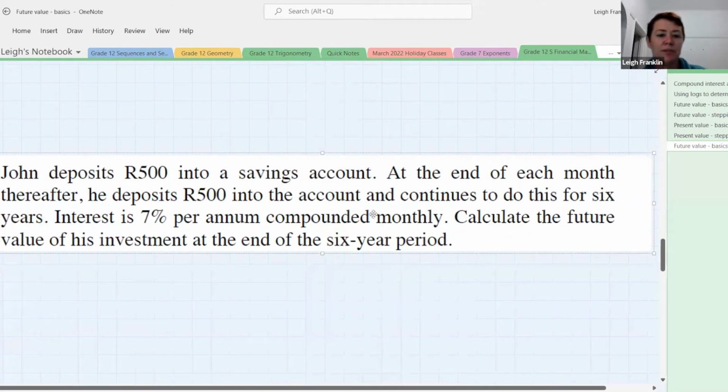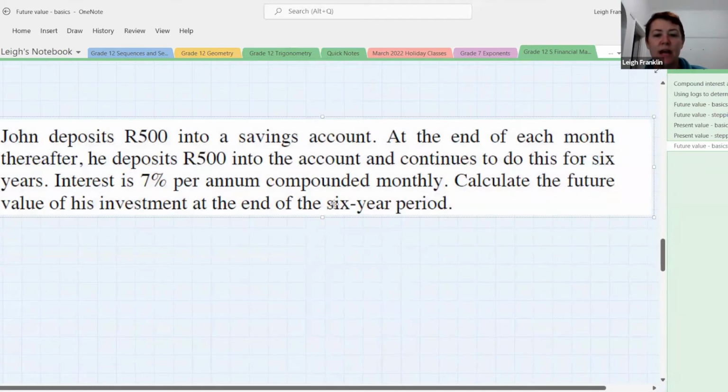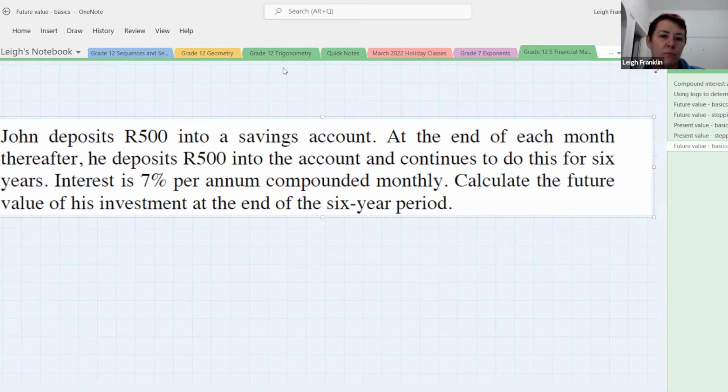Okay, so John deposits 500 Rand into his savings account. At the end of each month thereafter, he deposits 500 Rand into the account and continues to do this for 6 years. Do you think there's an immediate payment here? Is there an extra payment in this case? Yeah, I agree with you. Because he deposits the 500 Rand and then they say at the end of each month thereafter, he deposits 500 Rand into the account and continues to do this for 6 years.